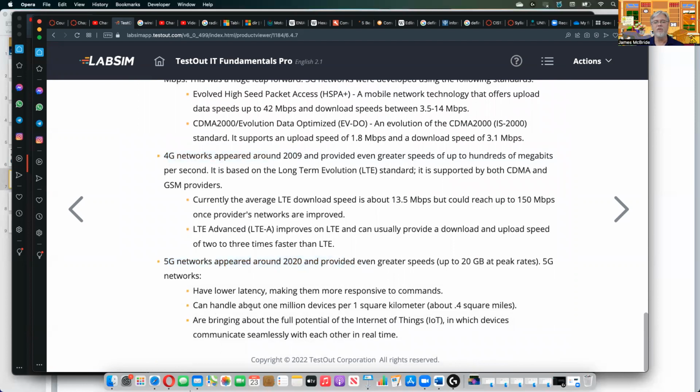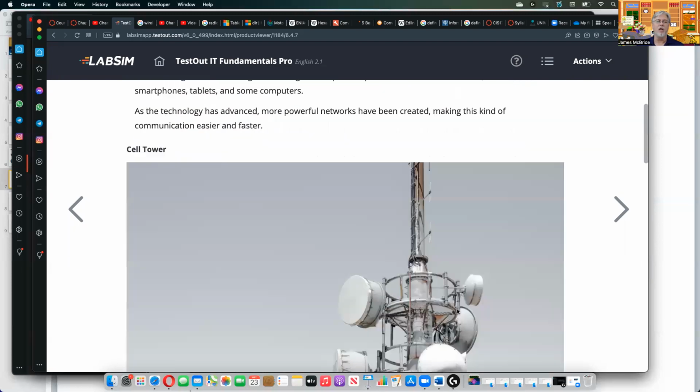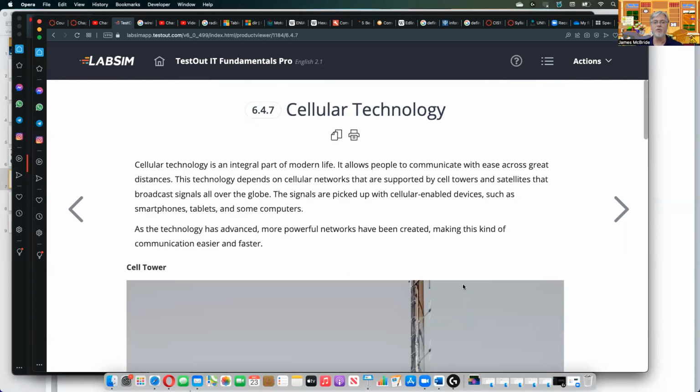5G can handle about 1 million devices per square kilometer, or 0.4 square miles. And this is bringing about the full potential of the Internet of Things, which are devices that can communicate seamlessly with each other in real time. It has nothing to do with cellular technology. Internet of Things we will talk about in another video. But it is kind of important to understand this is a building block of our current internet situation. So much more of what we do is on a phone, on a device like this, than on a computer. We do tons of stuff on devices like this instead of a computer.